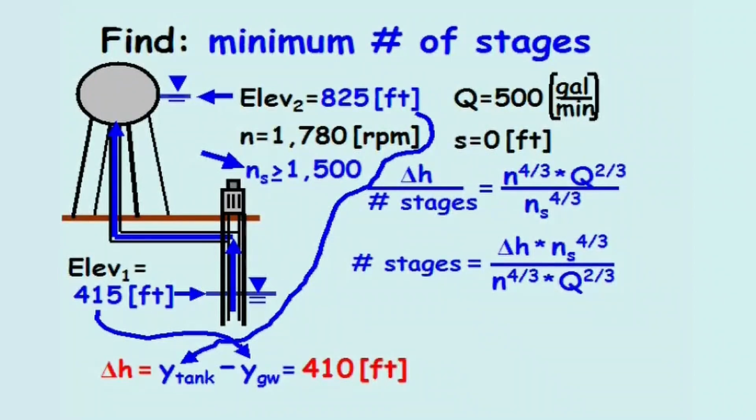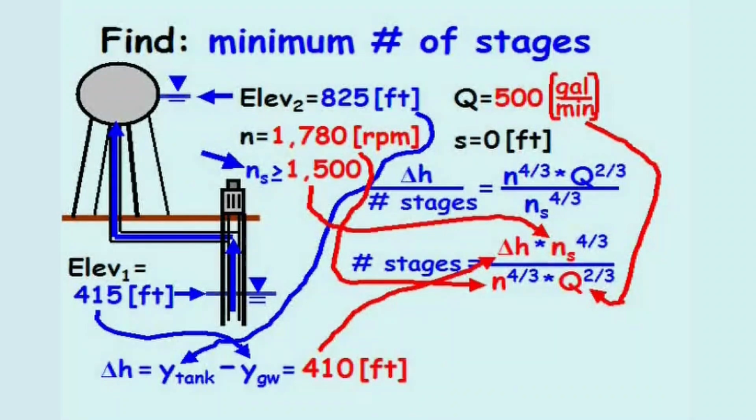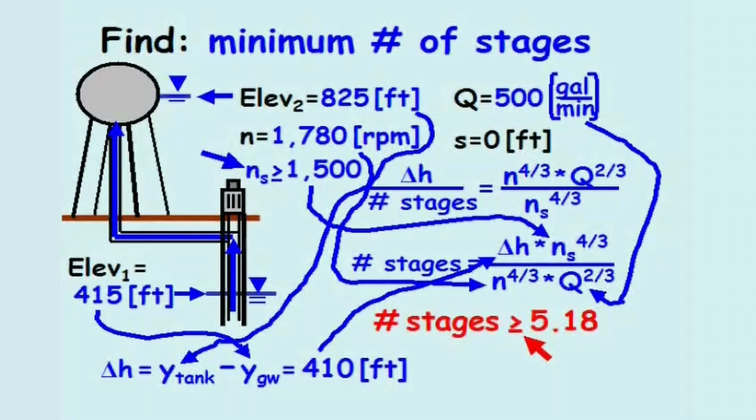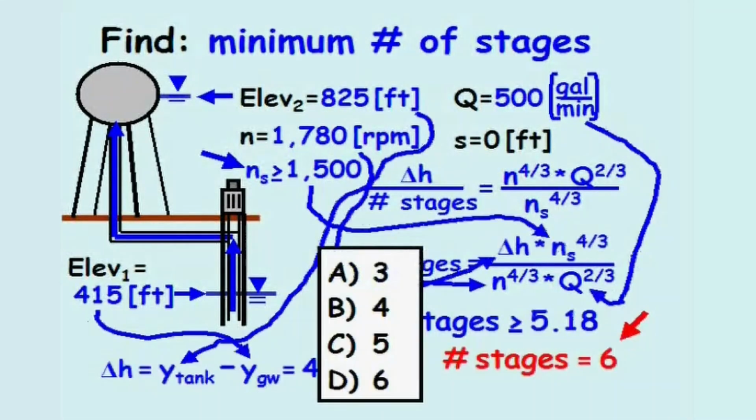Now we're ready to solve for the minimum number of stages. The variables on the right-hand side of the equation are plugged in, and the number of stages equals 5.18. Since the problem states 1500 is the minimum specific speed, then 5.18 is the minimum number of stages required for the well pump, and is rounded up to 6 stages. When reviewing the possible solutions, the answer is D.